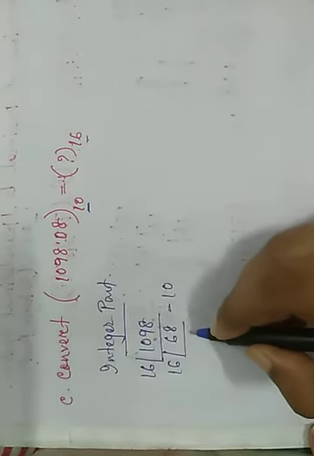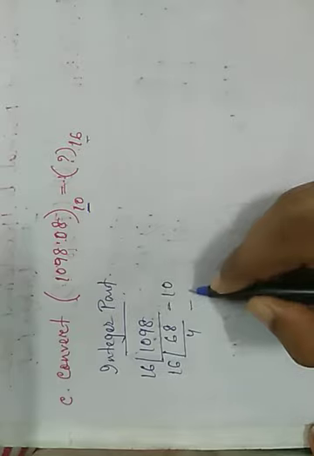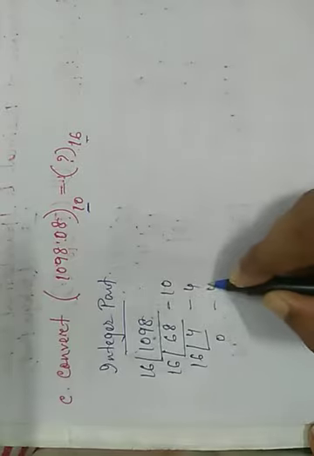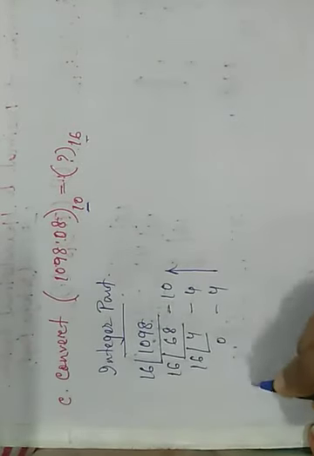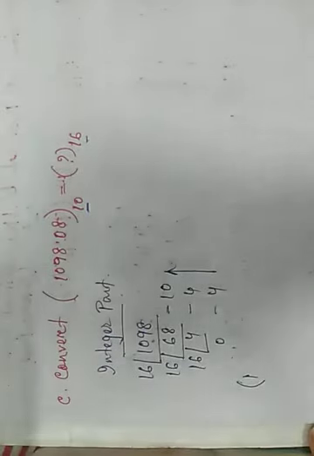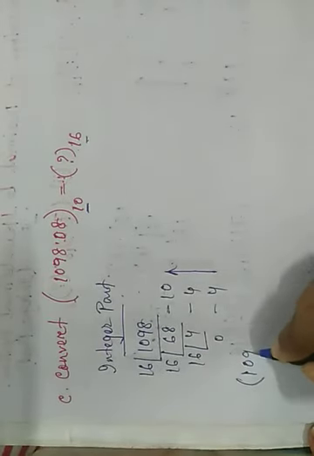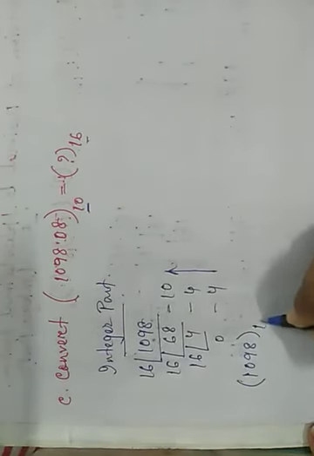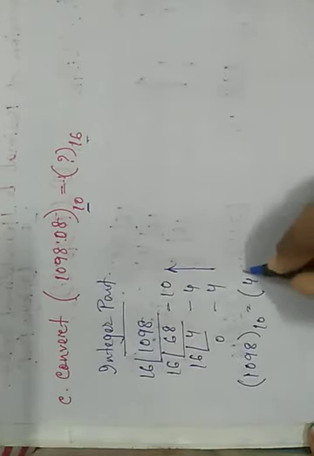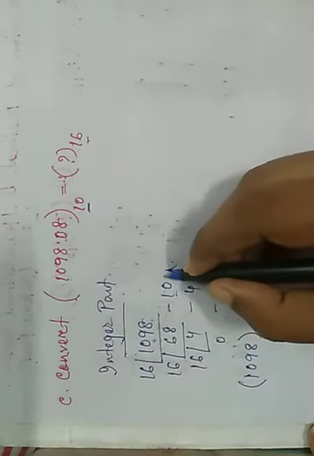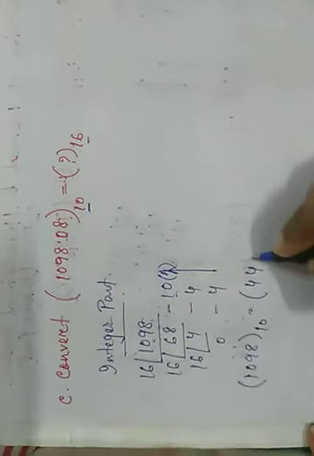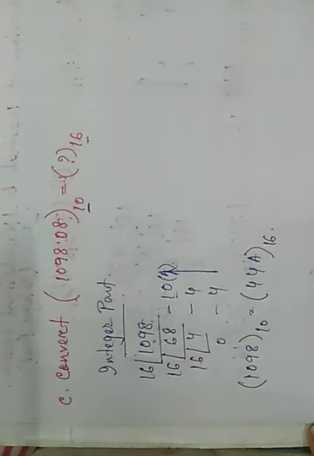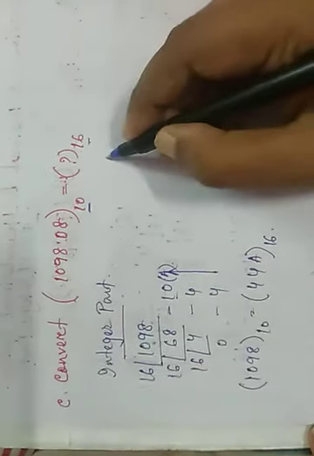For 16 into 4 is 64, remainder will be 4. For 16 into 0 is 0, remainder 4. So in upward direction, the integer value will be 1098 equals 44A, and for 10 we have to write A, as it is in hexadecimal value. Okay, now fractional part.